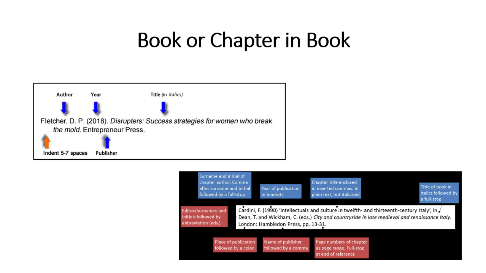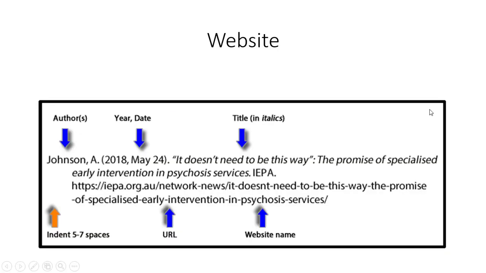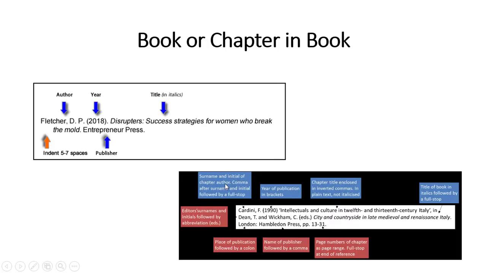The book or book chapter. For the book, we need to know the author of the book, the year of publishing, the publisher, the title, and surely the reference pages. In the book chapter, the items differ. We have the author and the year of publication, the chapter title, the name of the editors of the book, not the chapter, the place of publication, the name of publisher, and the page numbers of the chapter within the book.